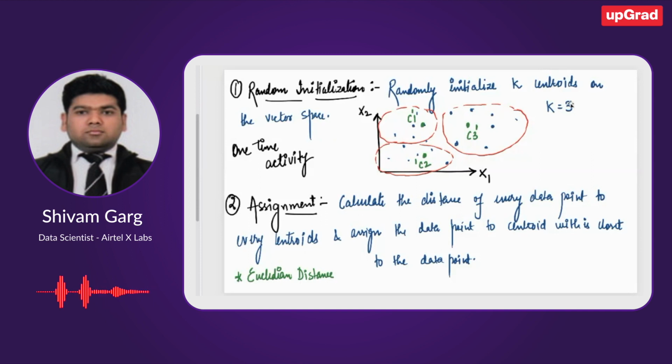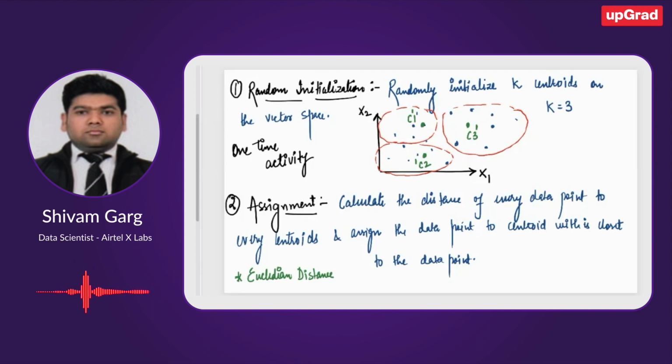Centroids you can understand like the center of the cluster. Centroid means they are the same thing. Centroid is basically nothing but the center of the cluster. So in the very first step, we will randomly initialize k centroids. K means, let's say if you want to make 3 clusters, then 3 centroids. You want to make 5 clusters, then 5 centroids, in the vector space. Correct? Remember, it is a one-time activity. Random initialization happens one time, the very first time only.